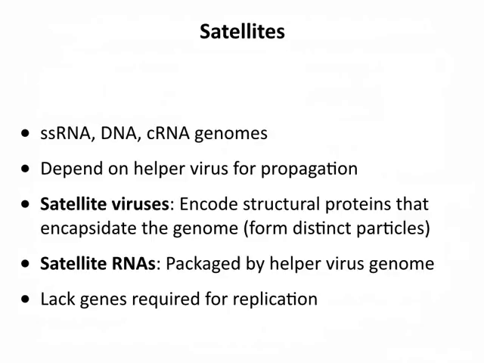Then we have satellite RNAs, which don't encode any capsid proteins, so they cannot be packaged on their own. And they are packaged by helper viruses. And again, the helper viruses provide functions for replication. So these molecules, whether they be RNA or DNA, do encode some protein, but they don't have the whole complement of proteins that they would need to be an autonomous virus, that is, a virus able to get into a cell on its own and replicate. They need a helper virus.